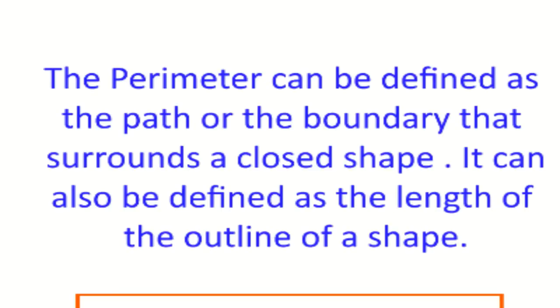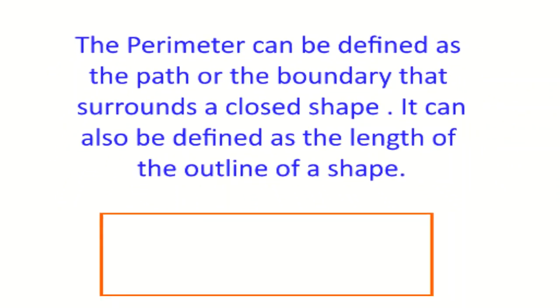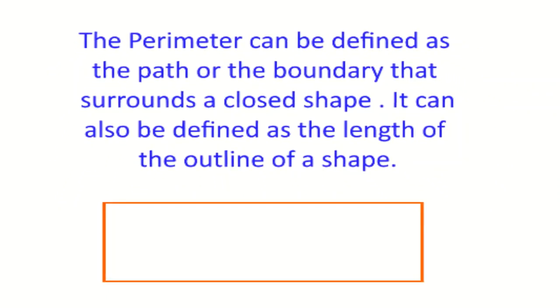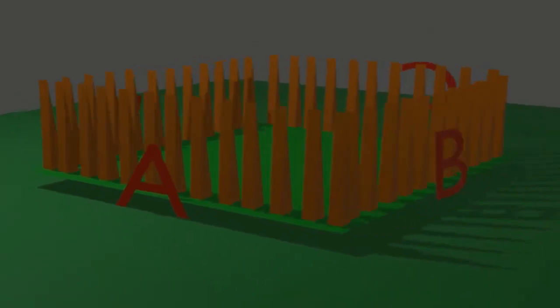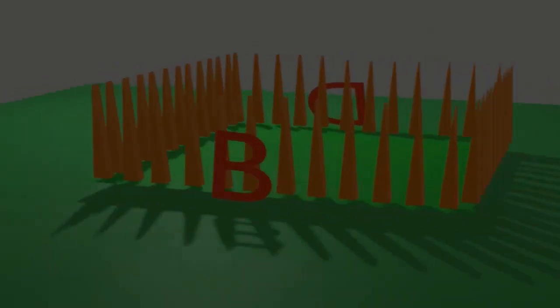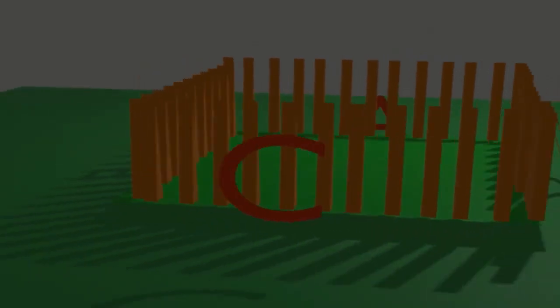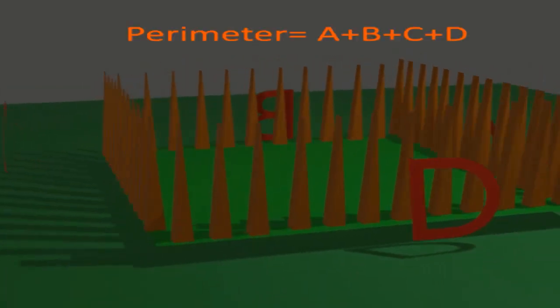The perimeter can be defined as the path or the boundary that surrounds a closed shape. It can also be defined as the length of the outline of a shape. Look at the garden and fence. The perimeter is the total length of the fence. That is A plus B plus C plus D.